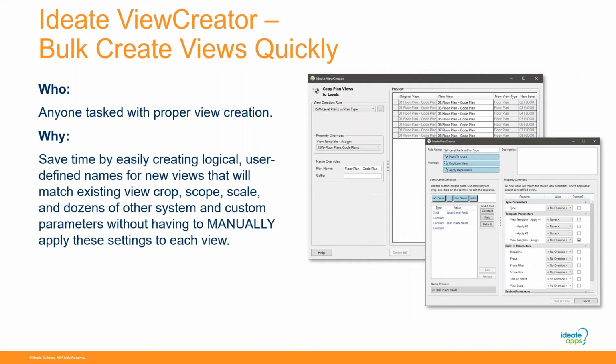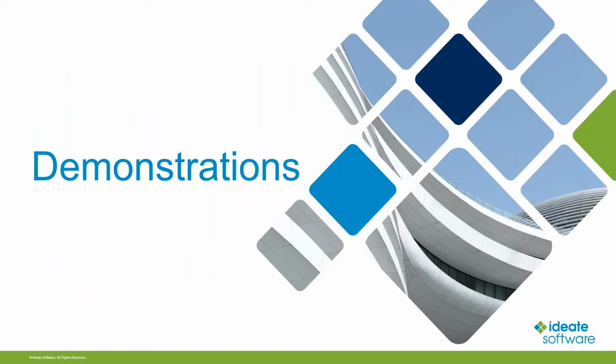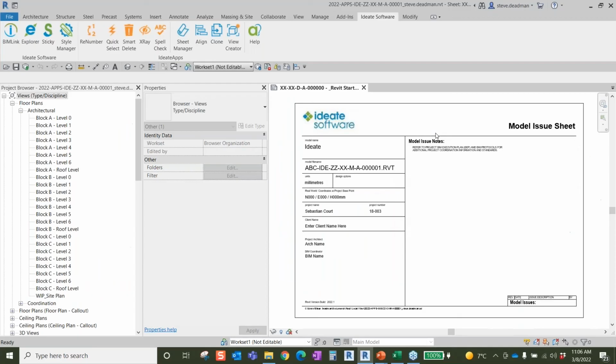But a lot of what we'll be looking at will be with the view creator. A lot of the things I'm going to show you today will use the view creator tool and the latest enhancements which we've done to that recently. But there'll be a little bit of BIM Link as well. Right at the start, I'll show you how to bulk create some sheets using BIM Link. That's another one of our tools. Okay, so without further ado, let's jump straight into Revit.